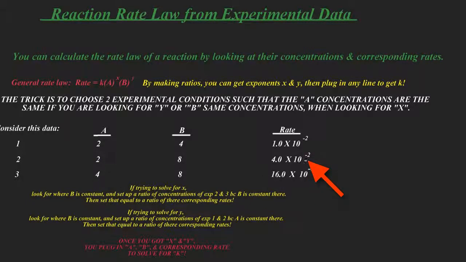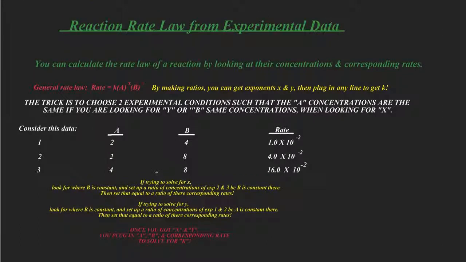That'll give you x. And then for y, you would do the same thing, but looking at where A is constant. So you would do 8 over 4 all raised to the y, and then do a ratio of these two rates. Alright? Once you got that, plug in any of the three to get what k is. That's basically it.